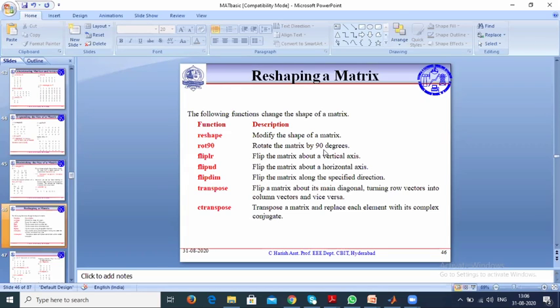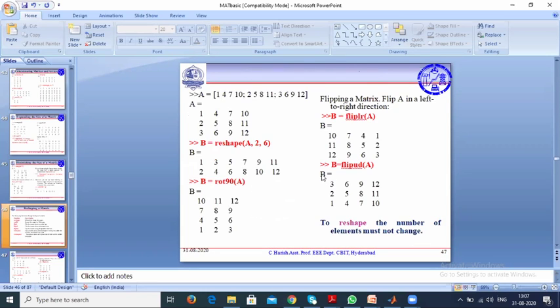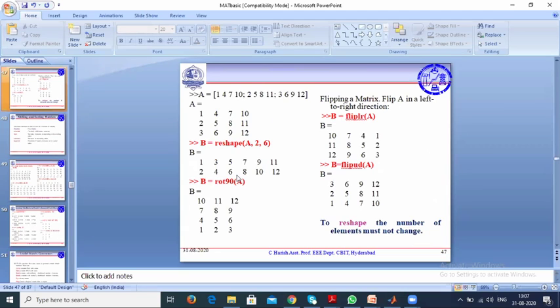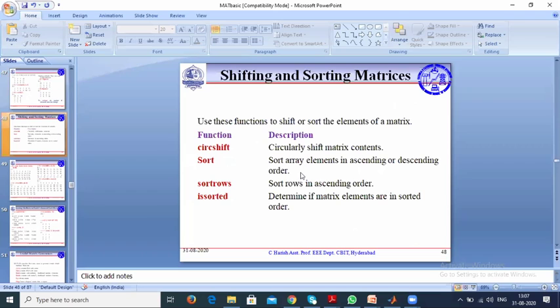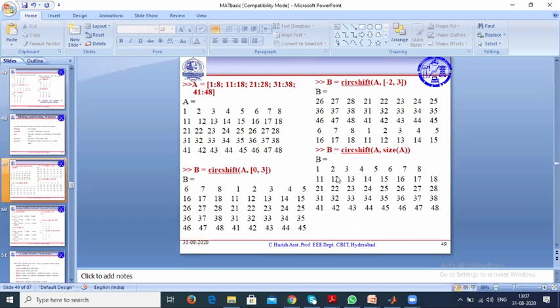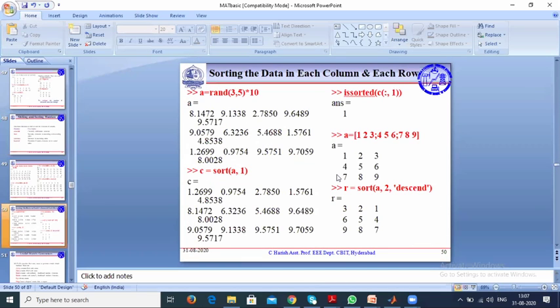Reshape, rotate, rotate with the vertical axis, with the horizontal axis. Matrix specified direction how to rotate. Transpose and transpose with complex conjugate. These are the various matrix functions we have seen, and we have seen circular shift, sorting, sorting rows is sorted or not. I think we have ended up here, right?